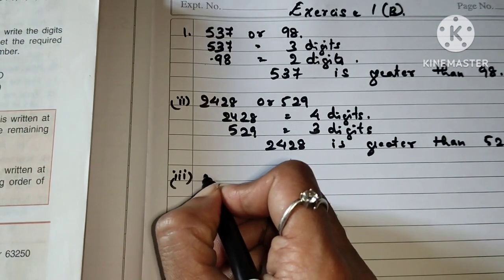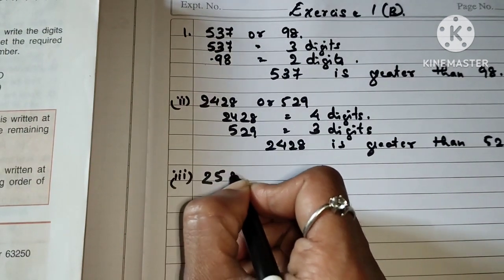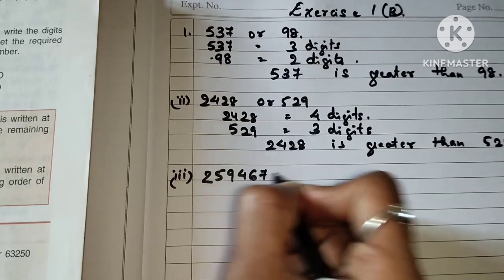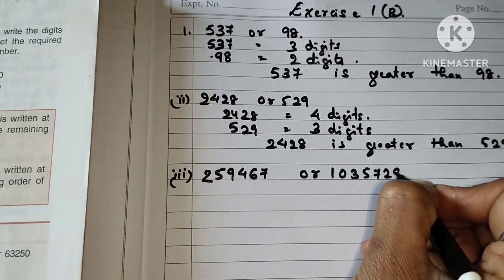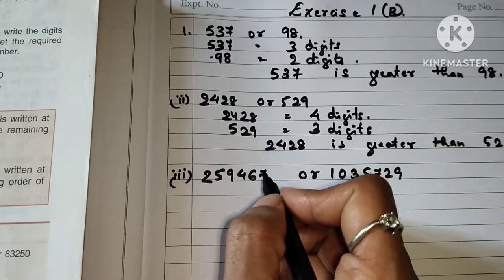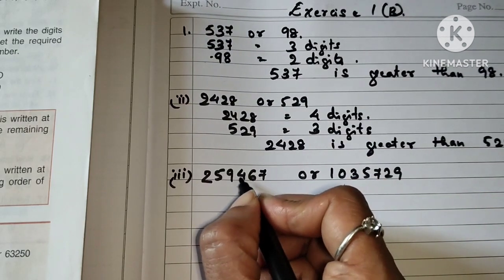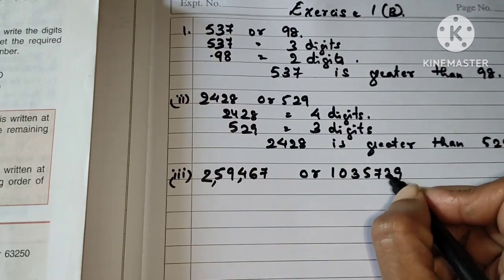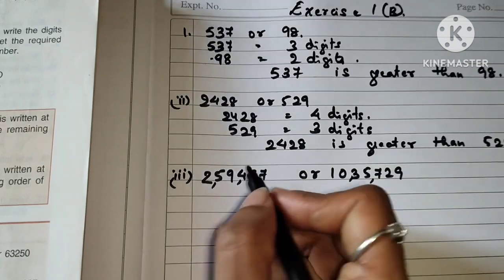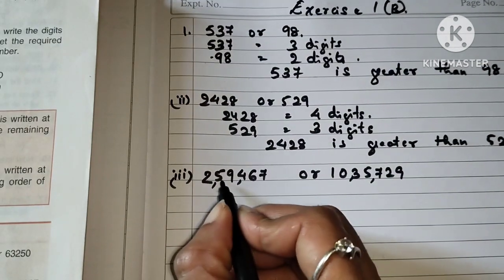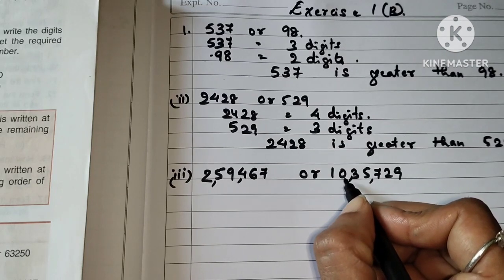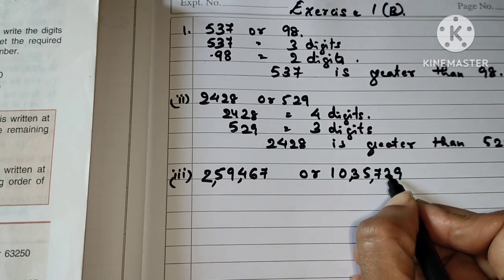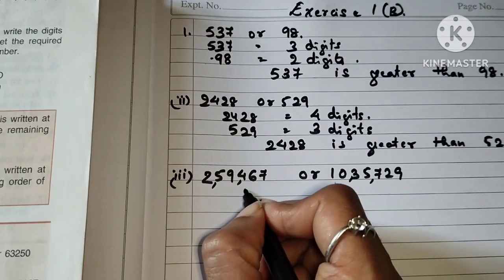Here we have some bigger numbers, 259467 or 1035729. We can read it by just putting the commas: 1 2 3 comma 1 2 comma 1 2 3 comma 1 2 comma. You read it as 2,59,467. Here, 10,35,729.